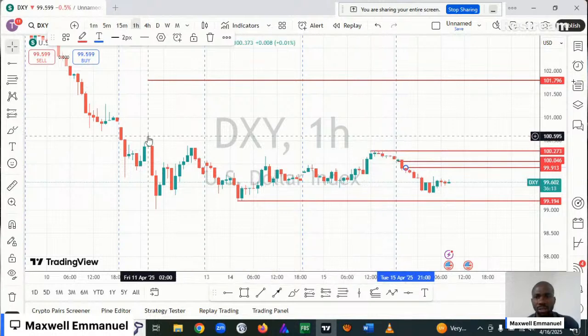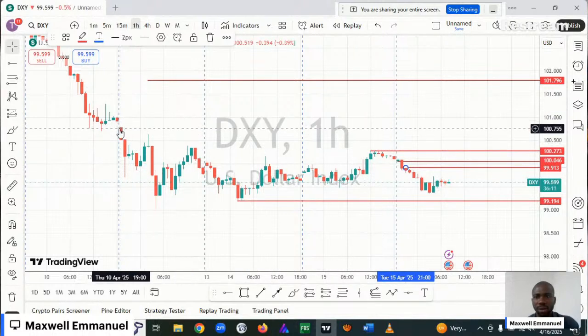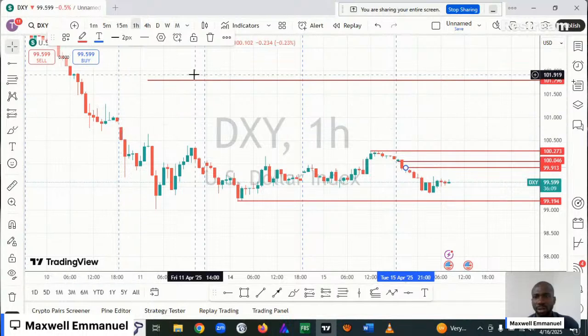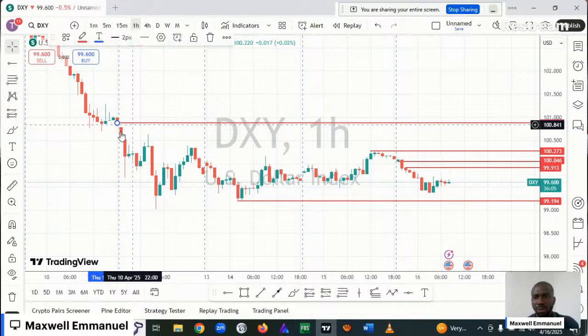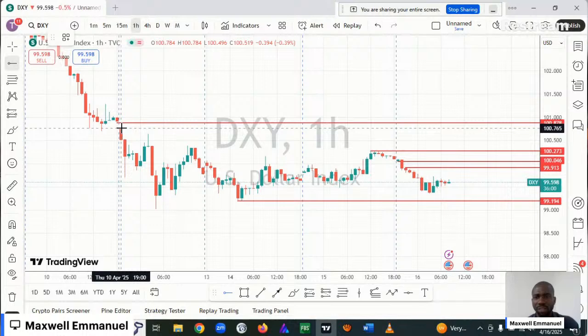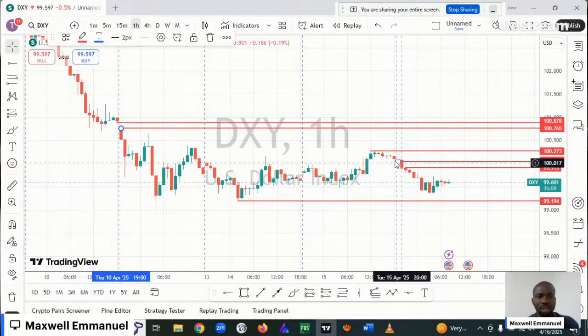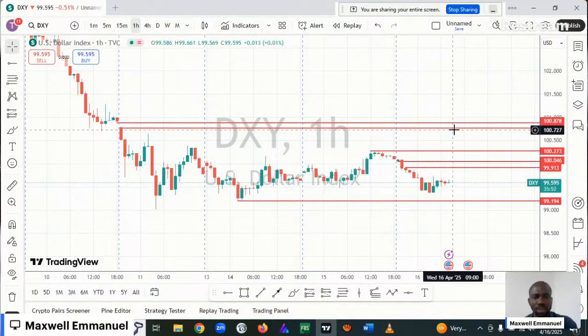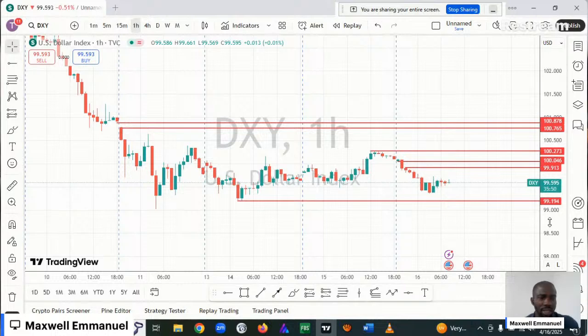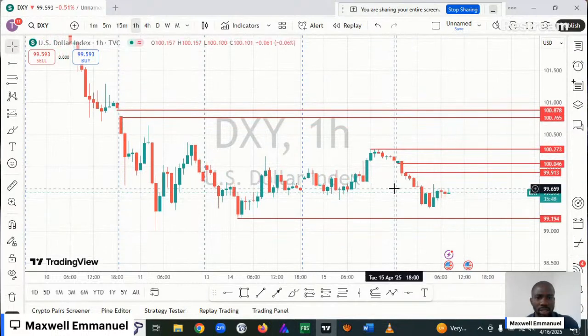We still have a fair value gap on this 1 hour. So if price clears that liquidity, we could look for an opportunity to sell from this zone. Wait for a bearish reversal pattern to form around these areas before we go for sell. So that's my take on DXY.